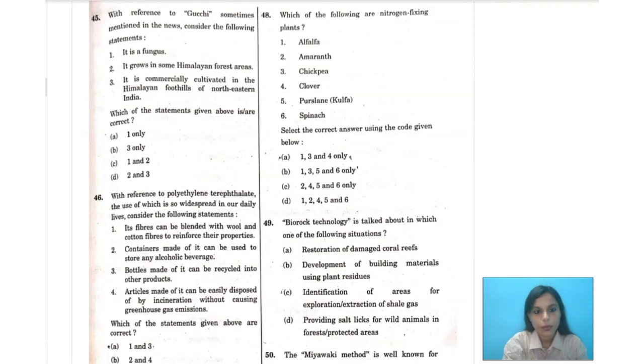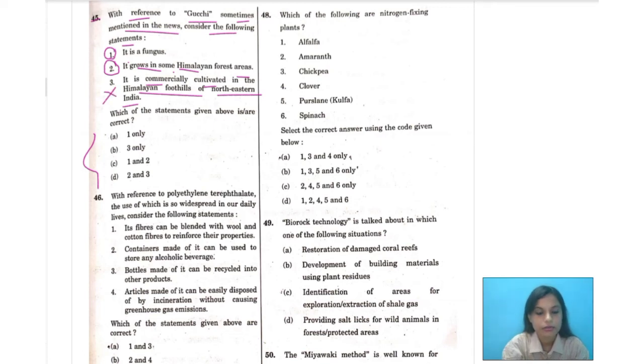We are in question number 45, which is the last question for today's class. With reference to Gucci, sometimes mentioned in the news, consider the following statements. It's a fungus, it grows in some Himalayan forest areas, it is commercially cultivated in the Himalayan foothills of northeastern India. Your answer would be it is a fungus, that is, Gucci is a fungus. It also grows in some Himalayan forest areas. And number 3 is wrong.